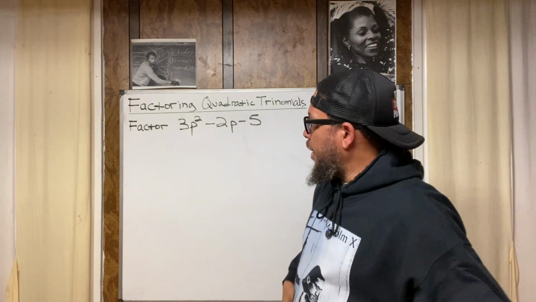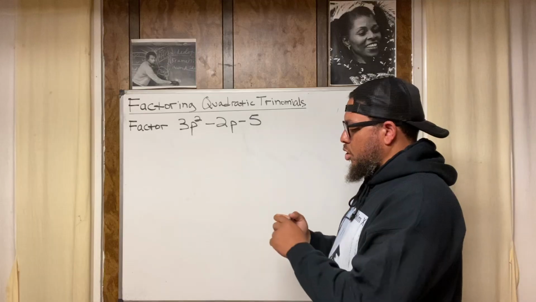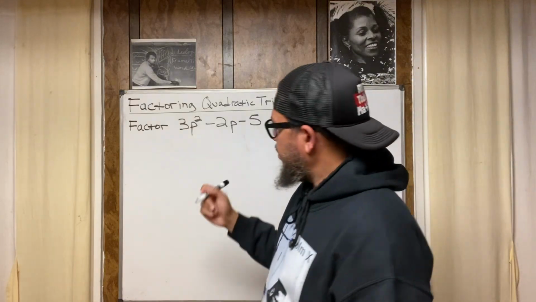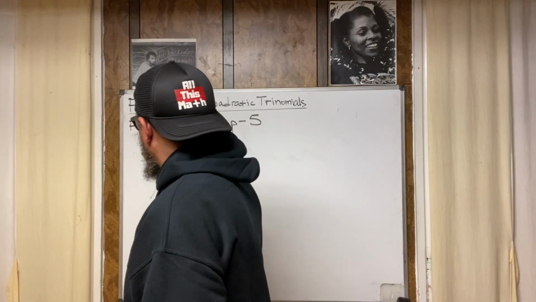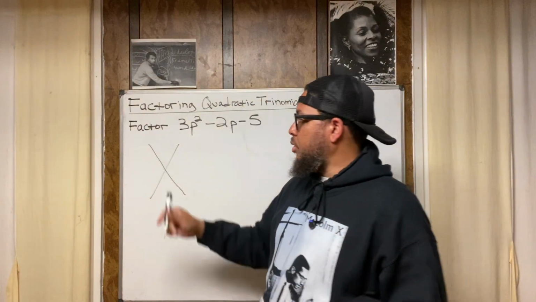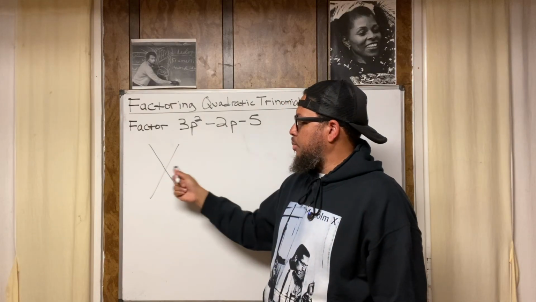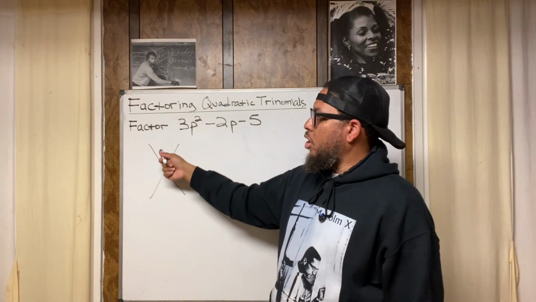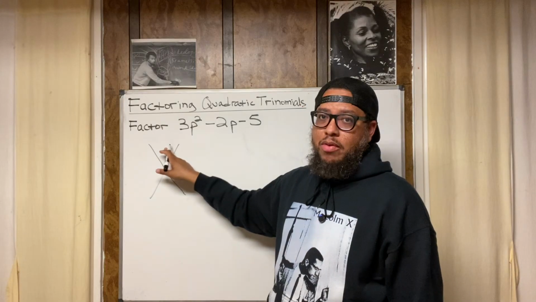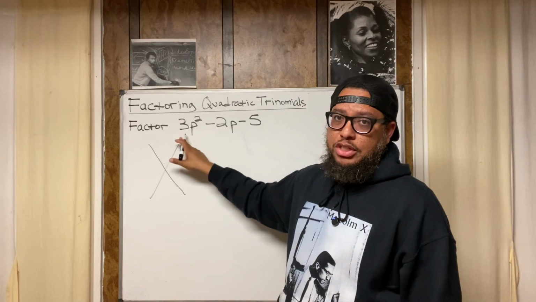So now, how do I start this off? The way I start this off is I draw an X, kind of a large X. And then I'm going to put numbers in this space, in that space, in that space, in that space. To start off, let's start with this space right here. Where do I get this number from? I get it from taking the lead coefficient.